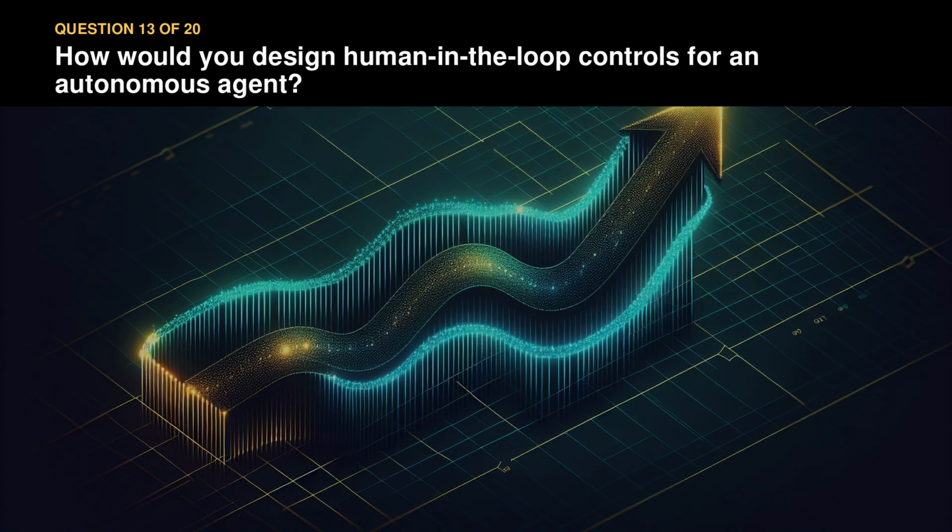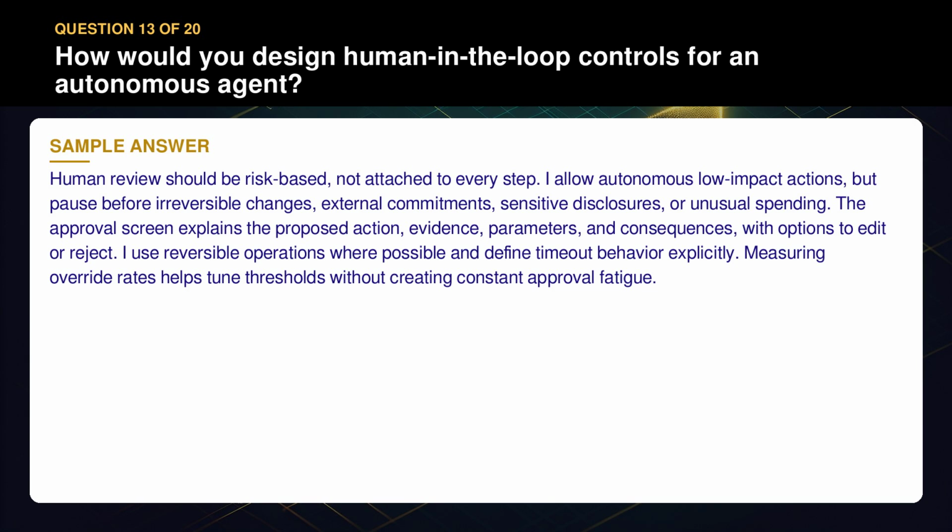Question 13. How would you design human-in-the-loop controls for an autonomous agent? Human review should be risk-based, not attached to every step. I allow autonomous low-impact actions, but pause before irreversible changes, external commitments, sensitive disclosures, or unusual spending. The approval screen explains the proposed action, evidence, parameters, and consequences, with options to edit or reject.